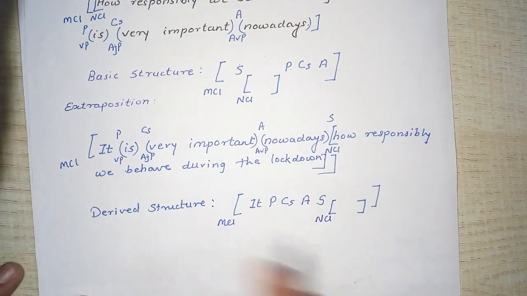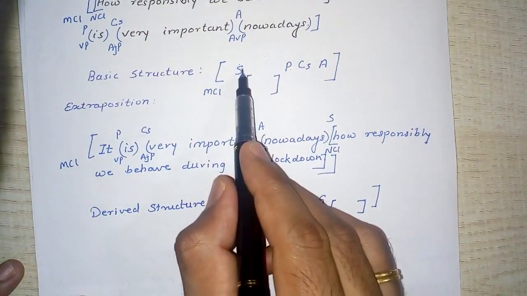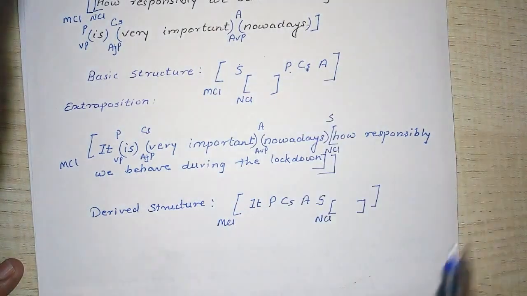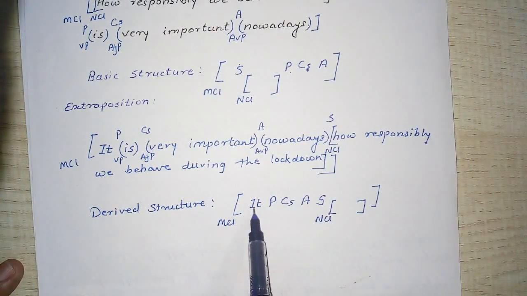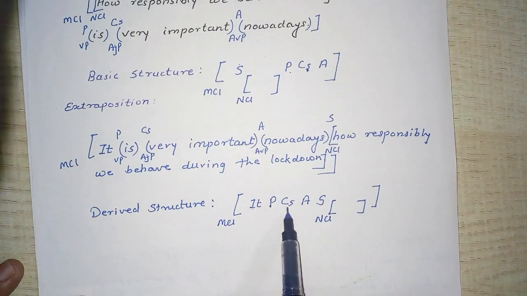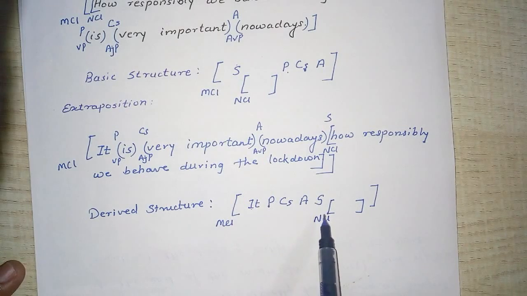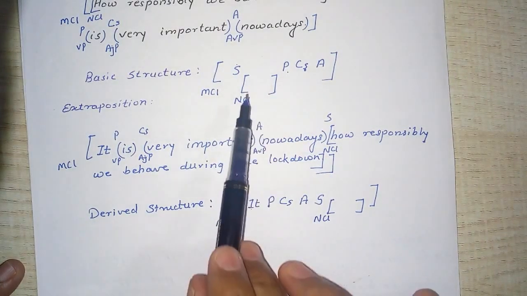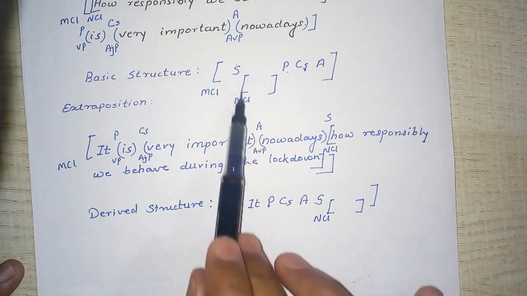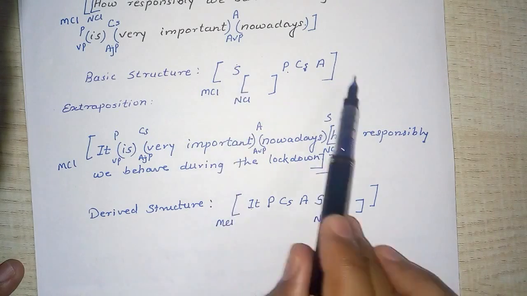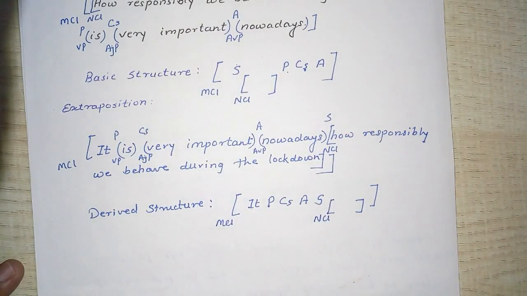Now see, this is the basic structure: subject, noun clause, predicator, subject complement, adverbial, and this is the derived structure: it, predicator, subject complement, adverbial, and subject, that is noun clause. So what we have done, we have just shifted this noun clause, which functions as subject here, to the end of the sentence, at the end of the main clause.